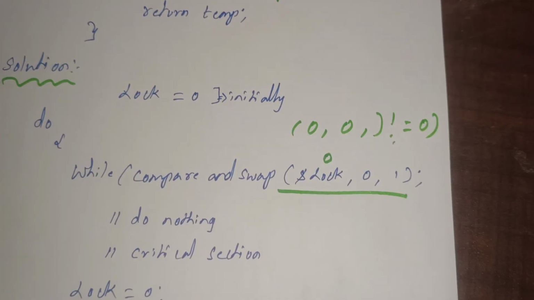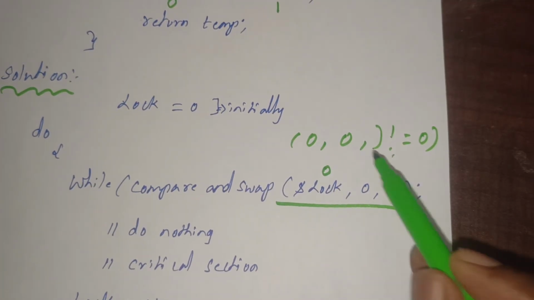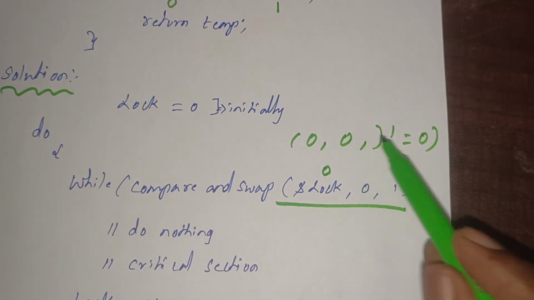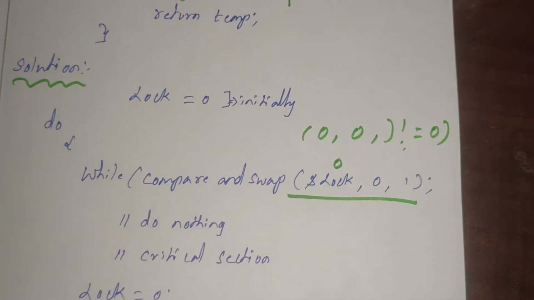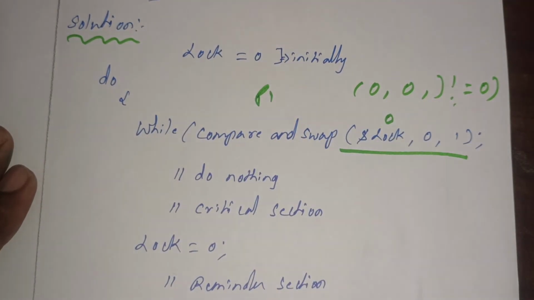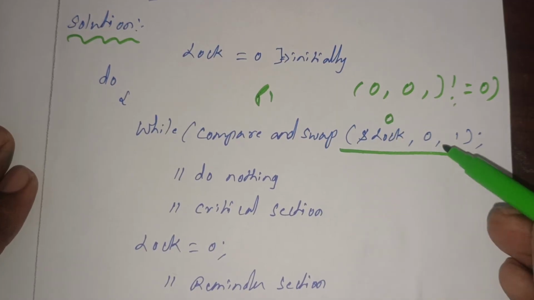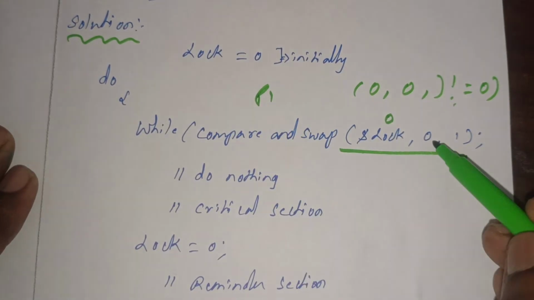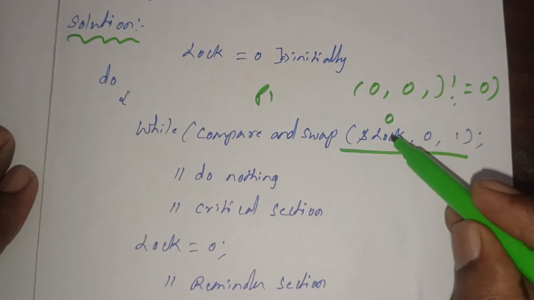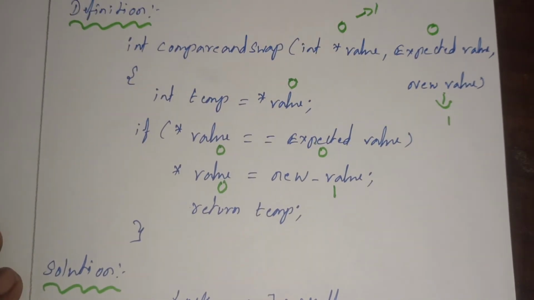When I am making this value into 1, when I am getting inside, I am making this expected value 0, and now I am going to swap it, right? Say for example, P1 is getting inside. Now P1 is getting inside and it is finding lock is 0, and P1's expected value is also 0. So when I enter, I am going to replace this lock with the new value. So as we did here, right?